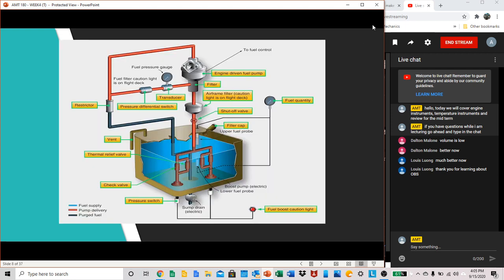So we've gone over a lot of this in the fuel flow transmitter mock-up, going through those instruments. And this is a more detailed diagram about this. You can see your fuel quantity gauge here, and it just gives you kind of a block diagram of the system.